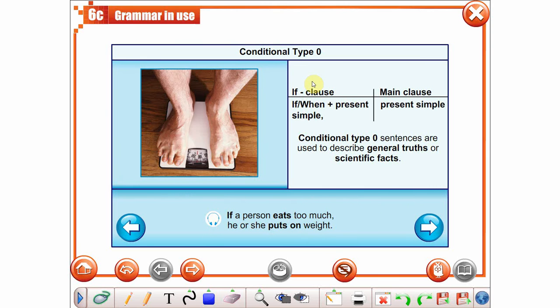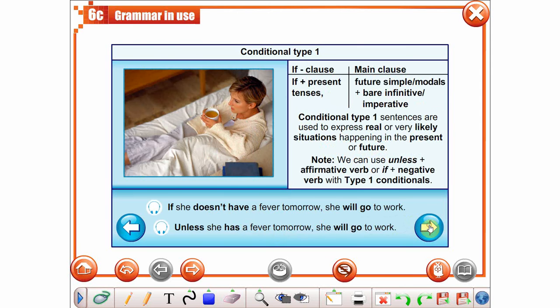Now listen to conditional type 0. For the 0 conditional, if is followed by a clause in the present simple. We can use if or when plus present simple. The second sentence or the main clause or the result should also be in present simple. Like this example: if a person eats too much, he or she puts on weight. This is a fact. Look, if, and here the verb eats, this is present simple, and the result puts on weight, also present simple.